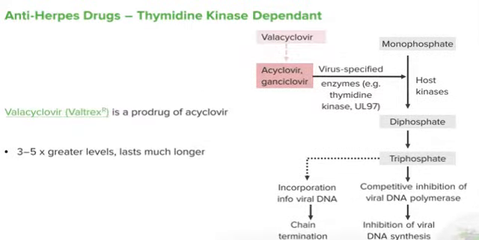Now, valacyclovir or Valtrex is a prodrug of acyclovir. So you can see here that I have pasted it in a little pink box above acyclovir and ganciclovir. Now, valacyclovir is able to achieve 3 to 5 times greater concentration levels, and it also lasts a lot longer. So, for the most part, it's replaced acyclovir as a means of therapy for certain types of disease.